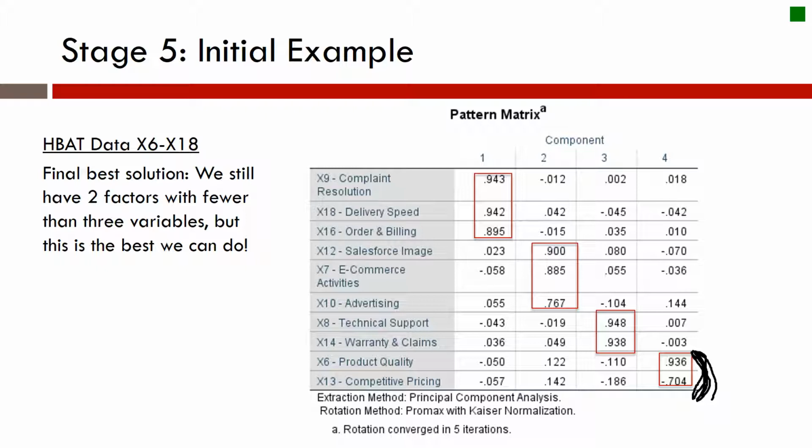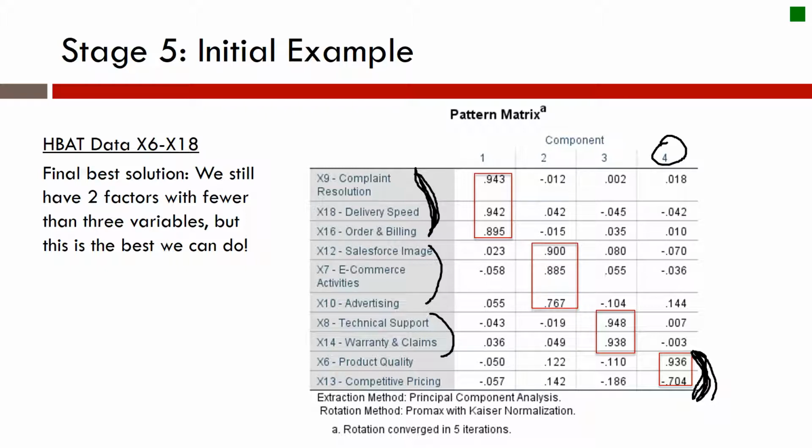Something weird is going on here. The interpretation of this as a factor is really hard to make, to be quite honest. We have technical support and warranty claims which go together. We have Salesforce, e-commerce, and advertising which seem to go together. And we have complaint resolution, so that's a service type of thing, delivery speed, and then order and billing. So these are all sort of delivery service type issues. They go together.